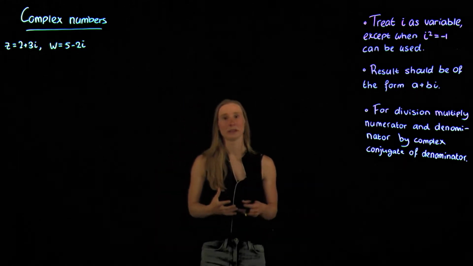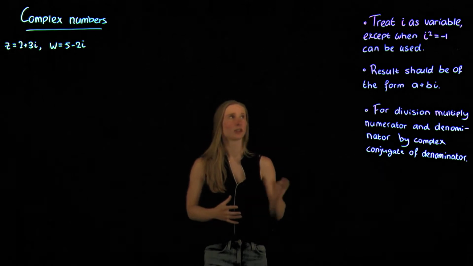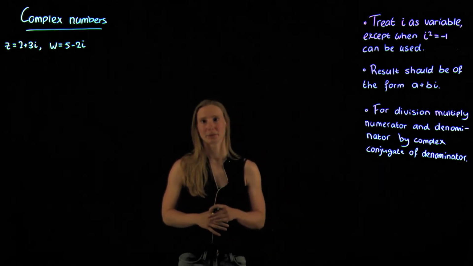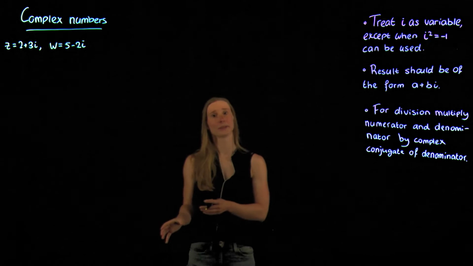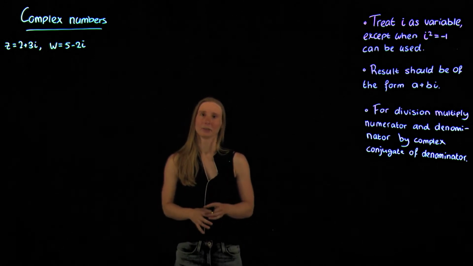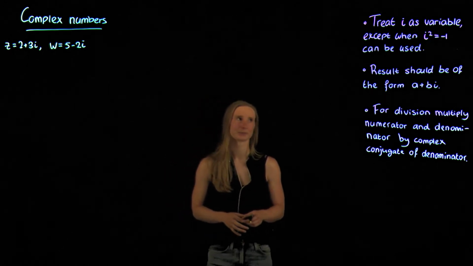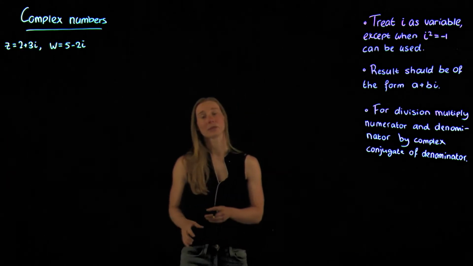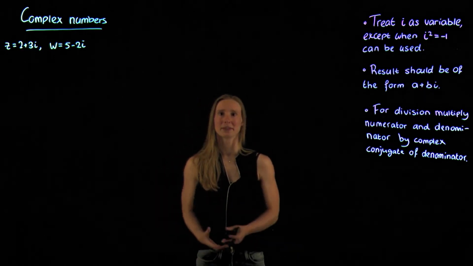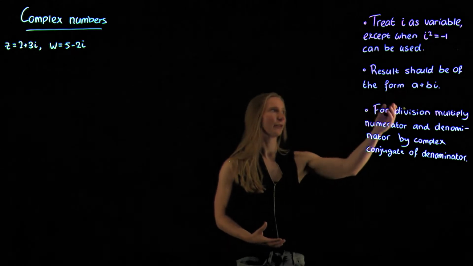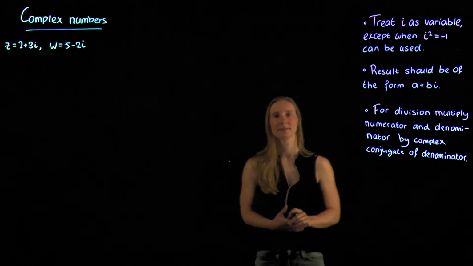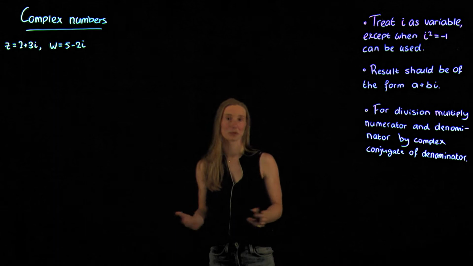So in general, when we do computations with complex numbers, we treat this i as a variable. And then at some point when we run into i squared, we simply replace it by -1. And then the result of our entire computation should again be a complex number, so something of the form a plus bi, where a and b are simply some numbers.